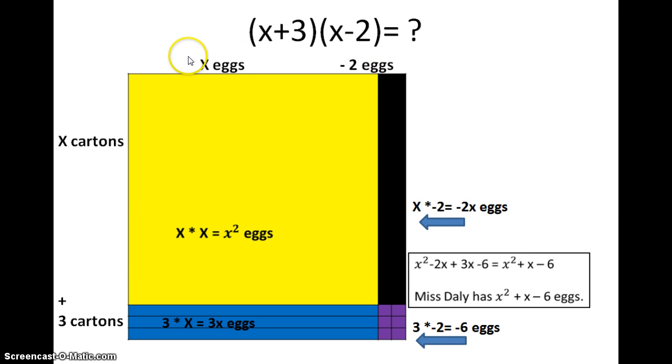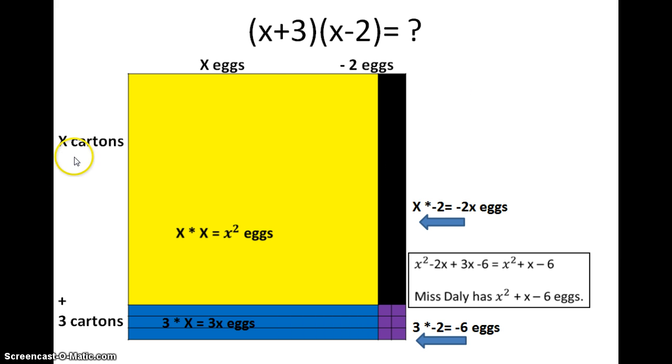So on the top here you can see we have an unknown x number of eggs, and we're missing 2, x minus 2. And on this side, we have an unknown number of cartons, x cartons, and those 3 extra cartons, plus 3. So x plus 3 on this side. And along the top, we have x minus 2. So again, we're going to multiply this out.